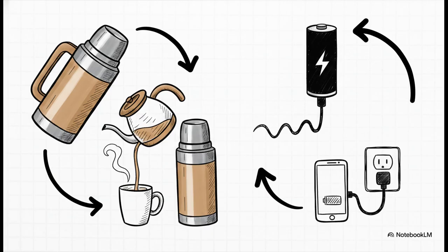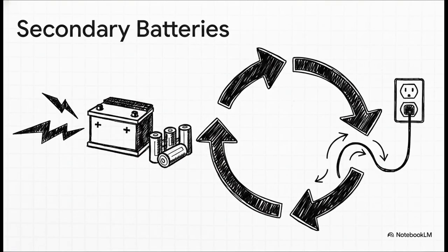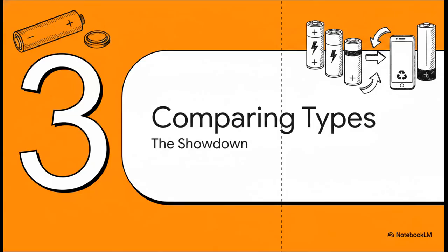Imagine this one as a really nice, reusable thermos. You drink your coffee from it, but when it's empty, you definitely don't throw the thermos away, right? You just take it to the kitchen, refill it, and it's ready to go all over again. Also known as accumulators or storage batteries, secondary batteries can actually be electrically recharged after use. If you pass a current through the circuit in the exact opposite direction, you actually reverse the chemical reaction. It totally restores the battery to its original pre-discharge condition. That's exactly what's happening inside a lead storage battery or a NiCad battery every single time you plug your device into the wall.